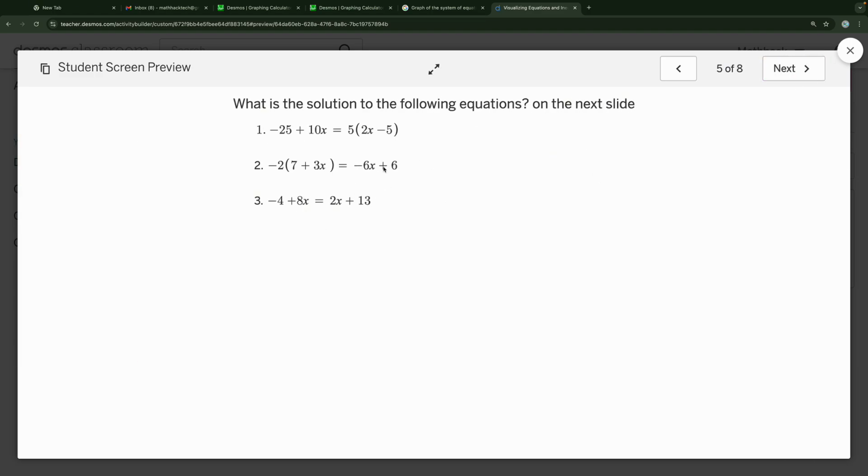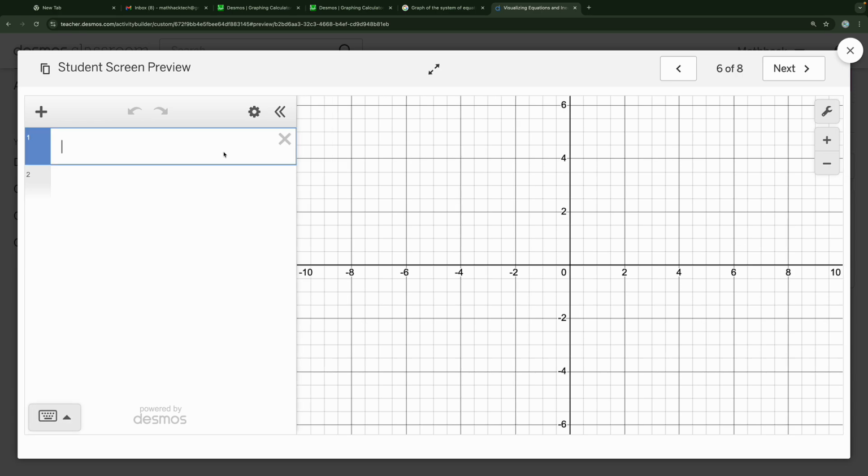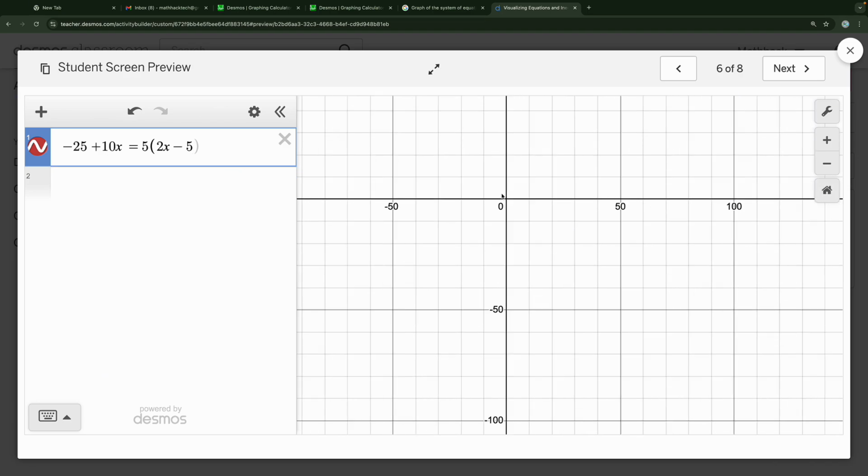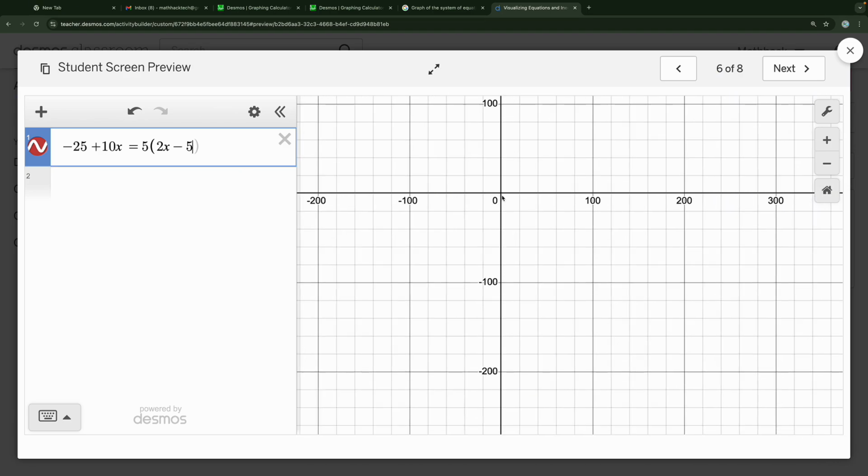We are going to solve these problems today, but for questions like this, you cannot type them into Desmos straight ahead. When you type everything fully, you won't get a solution for it. So if we do negative 25 plus 10x equals 5 into bracket 2x minus 5, it will not give you anything. Even if we zoom out, we won't see anything.